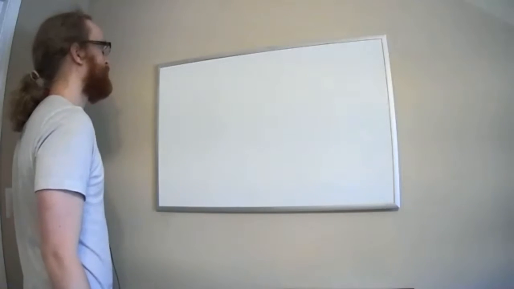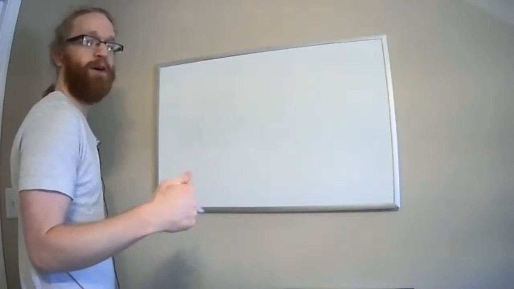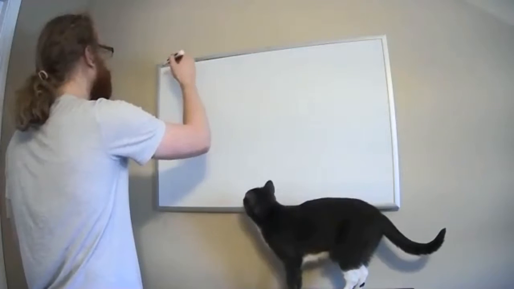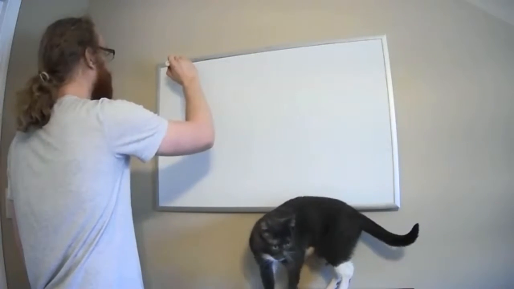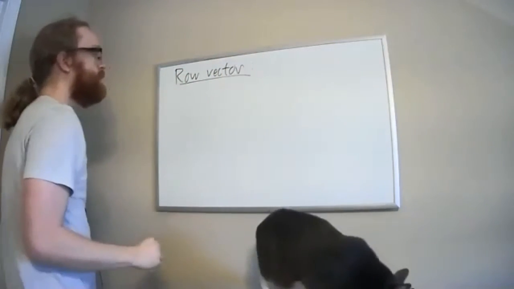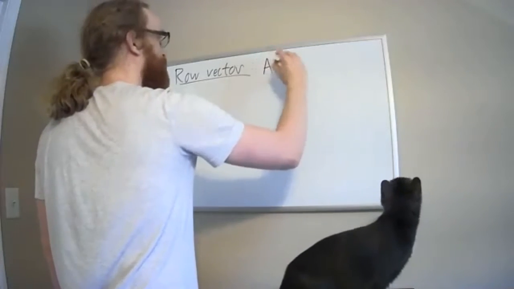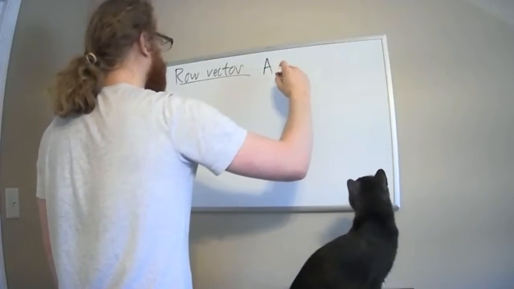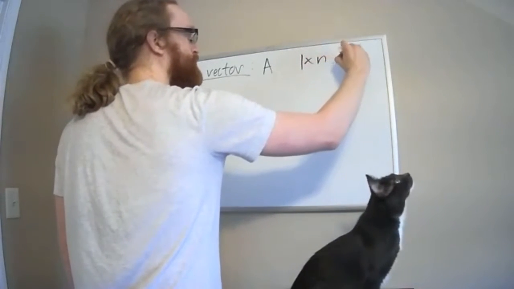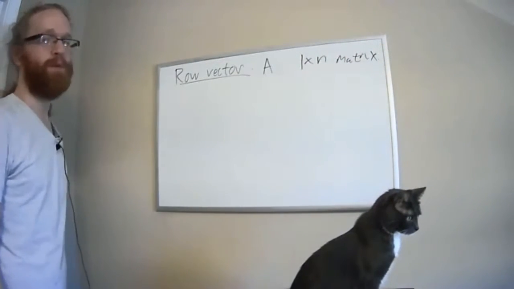Okay, so we're going to start small. We're going to build our way up to multiplying matrices. We're going to start with some basic building blocks. And so to do that, I'm going to introduce row vectors and column vectors. So a row vector is a special kind of matrix. A row vector, so I want one row. So this is a 1 by n matrix. So a row vector is just a 1 by n matrix.